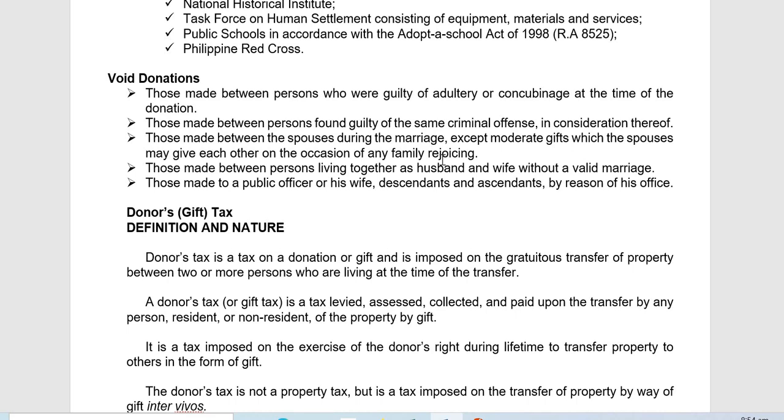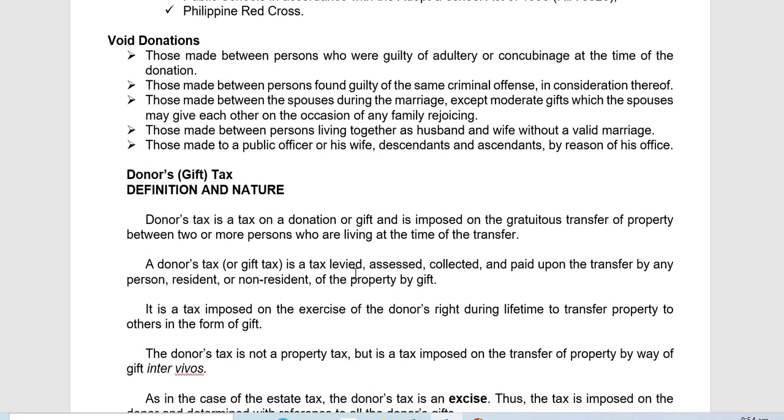Okay? So, let's now discuss particularly the donor's tax or gift tax. Donor's tax is a tax on donation or gift and is imposed on the gratuitous transfer of property between two or more persons who are living at the time of the transfer.